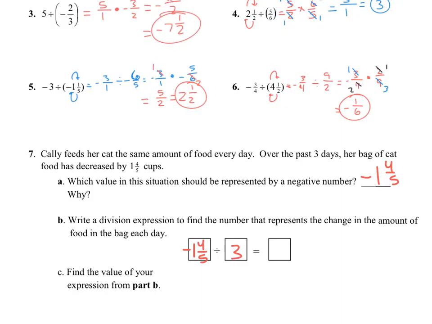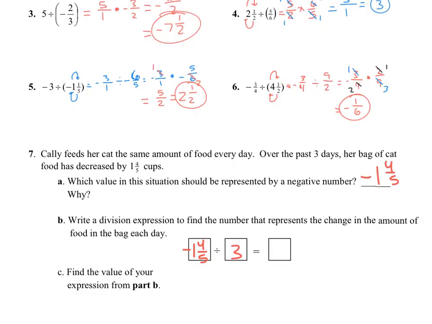So we take the total amount of cat food that was used, divide it by the amount of time, and that will give us how much was used per day. Okay, so for part C it says, find the value of your expression from part B. So here we go. Let's do some work.